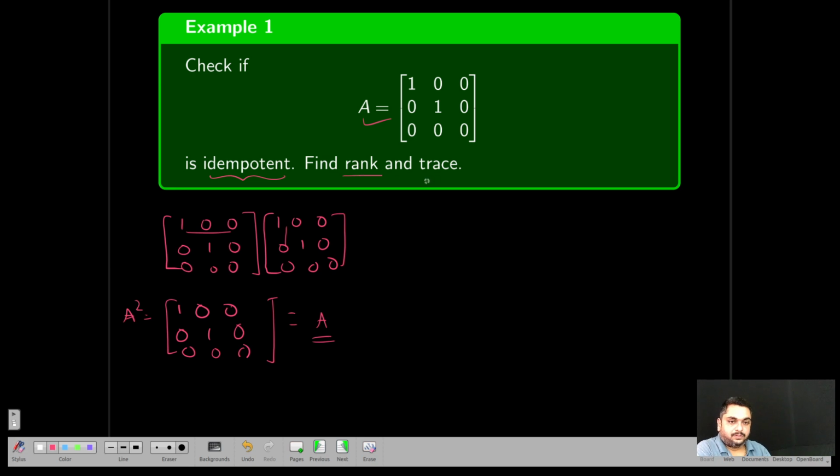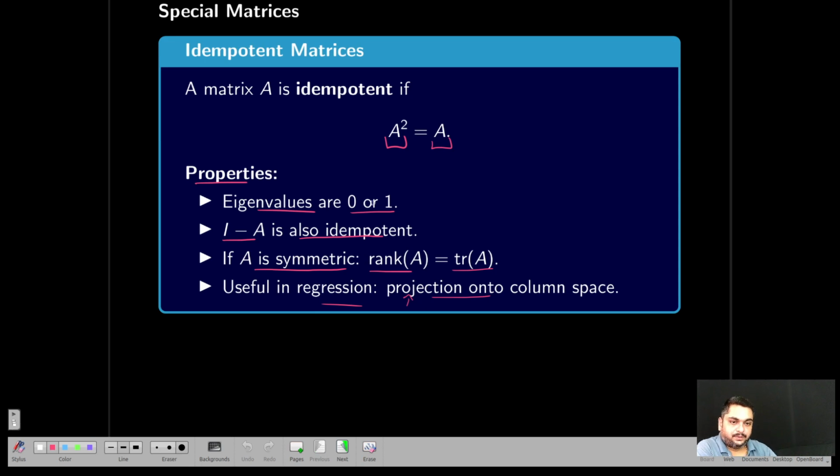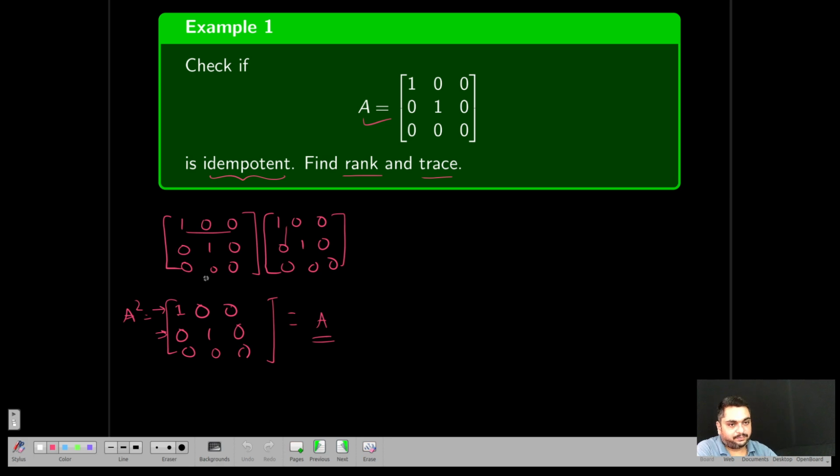So find the rank. What is the rank? Rank is the number of independent rows. So 2 independent rows. Or for an idempotent matrix, as already seen, rank is equal to trace of the matrix A. Trace is nothing but the sum of the diagonal elements. So rank of A is equal to trace of A. So trace of A is 1 plus 1, that is 2.